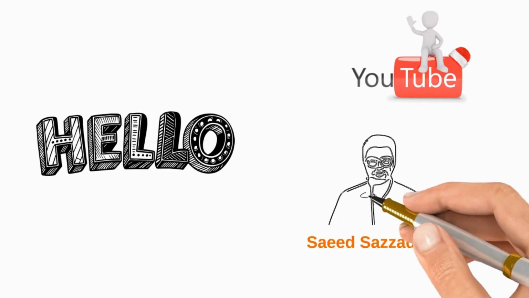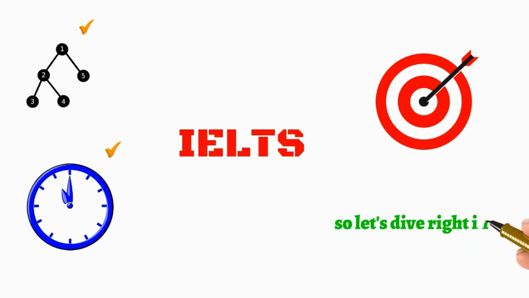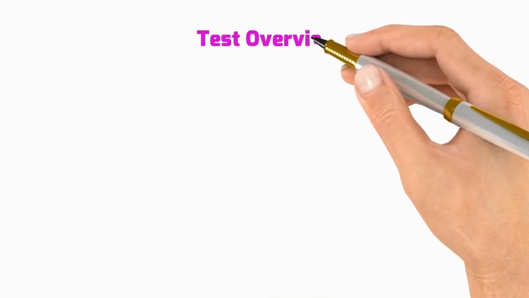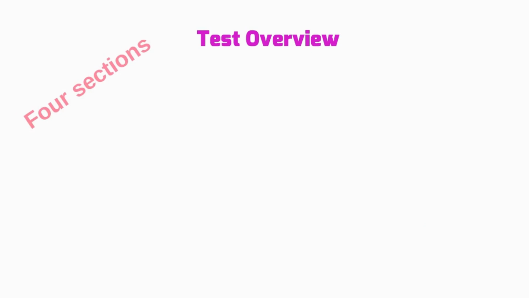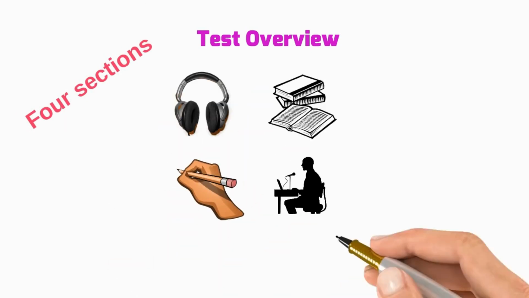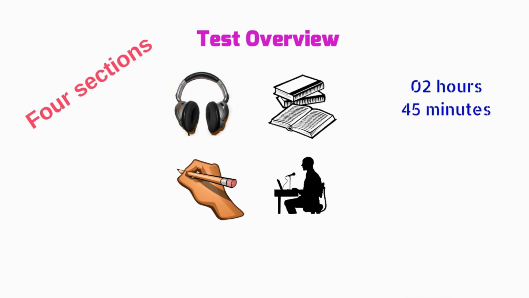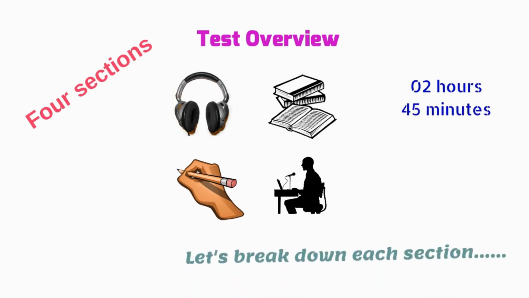I am Said Sajar Jeris and today we are going to explore the structure and timing of the IELTS academic test. Understanding the format and time allocation is crucial for your preparation, so let's dive right in. The IELTS academic test consists of four main sections: listening, reading, writing, and speaking. The entire test takes around 2 hours and 45 minutes to complete. Let's break down each section.